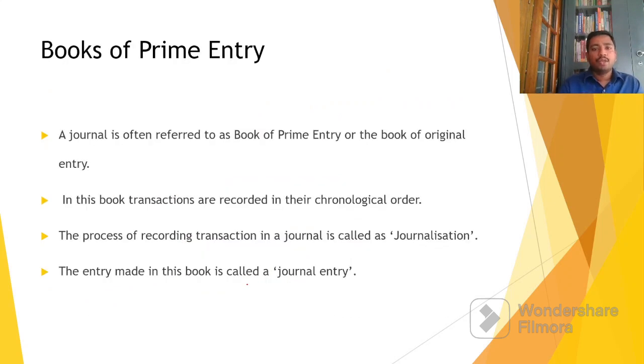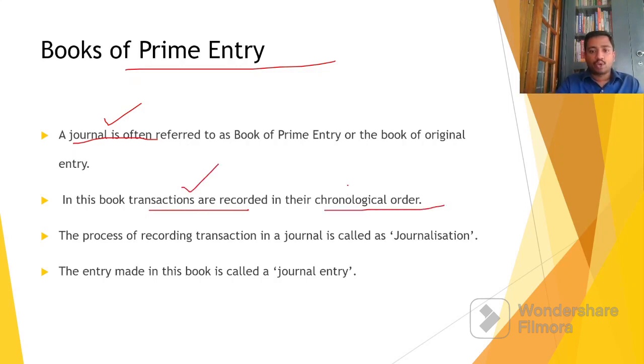Now we are moving to the next topic, that is books of prime entry. So which book is known as the book of prime entry? That is known as the journal. The journal is generally considered the book of primary entry or the book of original entry. Why is it known as the book of prime entry? Prime means the first-hand entry or the original entry, because all the transactions are recorded into the journal for the first time and they are recorded in chronological order. What is chronological order? Date wise.